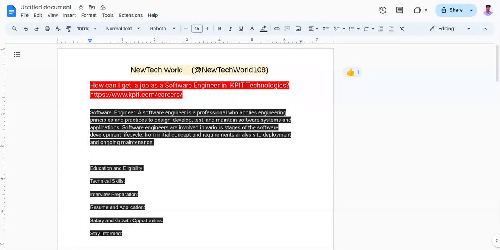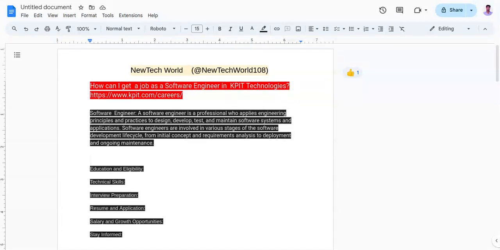Now let's talk about the eligibility criteria for software engineers. Talking about education and eligibility, to be eligible for a software engineer role at KPIT, you need to have a bachelor's degree in engineering, preferably in computer science, IT, electronics, or related fields. KPIT also considers candidates with a master's degree in computer application, which is MCA. The minimum academic requirement is 60% aggregate or equivalent CGPA in your qualifying degrees.